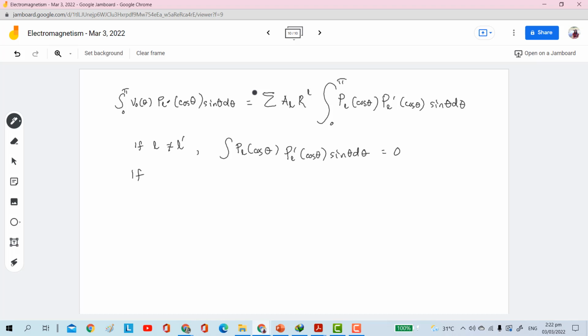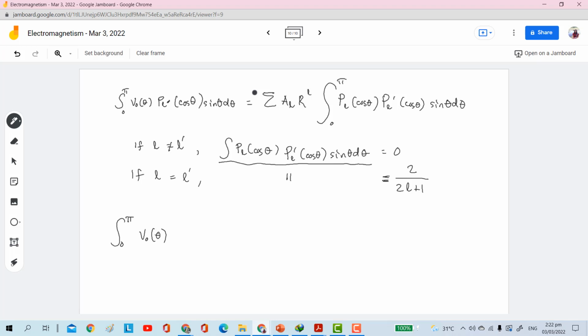But if L is equal to L prime, this integral has this solution: 2 divided by 2L plus 1. Okay? So, this is the solution to our Fourier trick. Therefore, from 0 to pi, we have the integral of V naught as a function of theta.